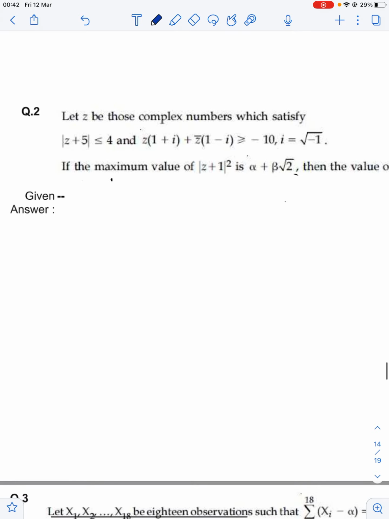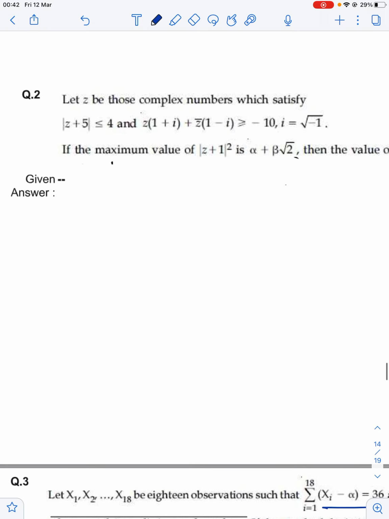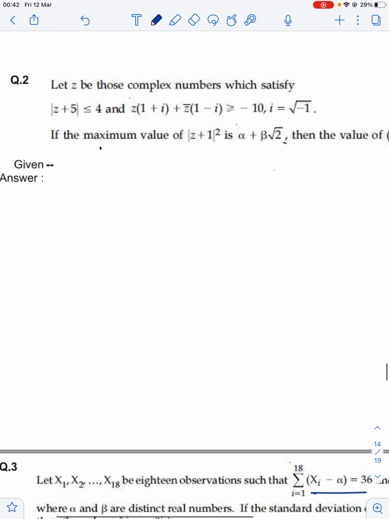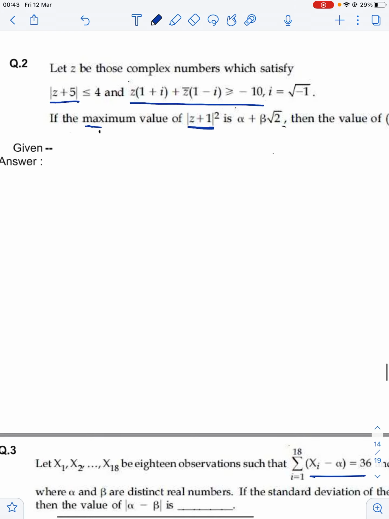Question number 2, the kind of question which is asked in the IIT after a very long time, the complex number straight line question. Now they say that there are complex numbers satisfying these two relations. Among the complex numbers satisfying these two relations, the one having the maximum value of mod z plus 1 squared is asked. So let us draw this.